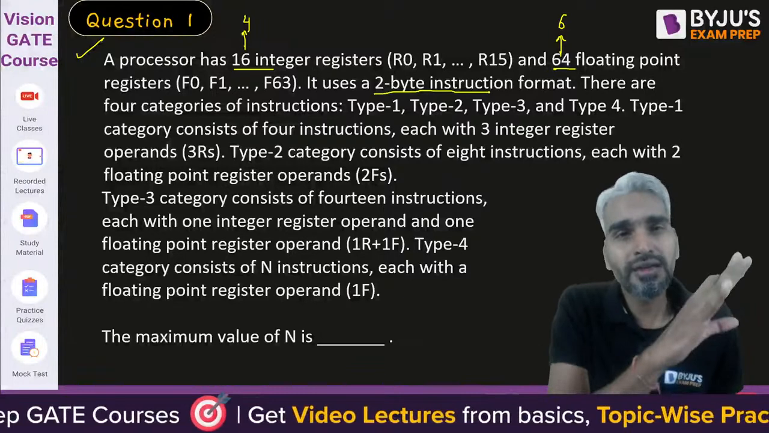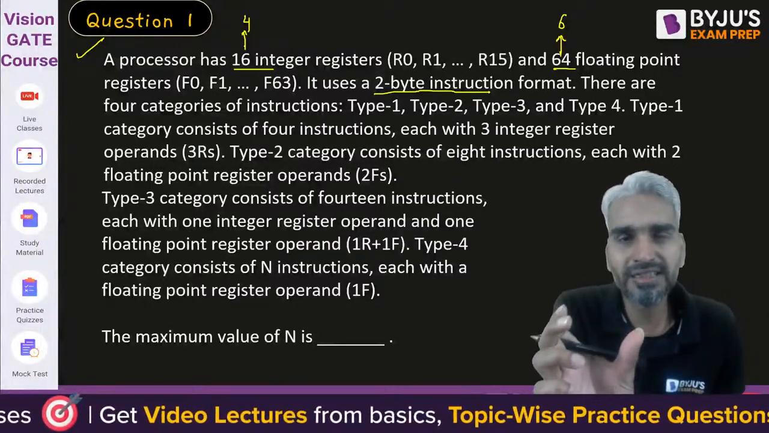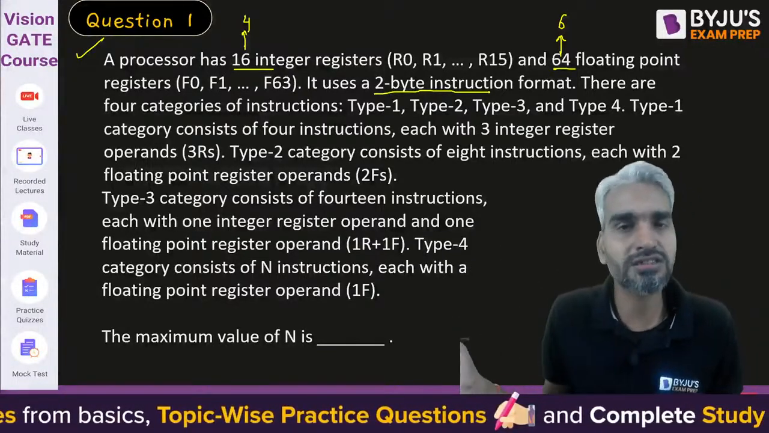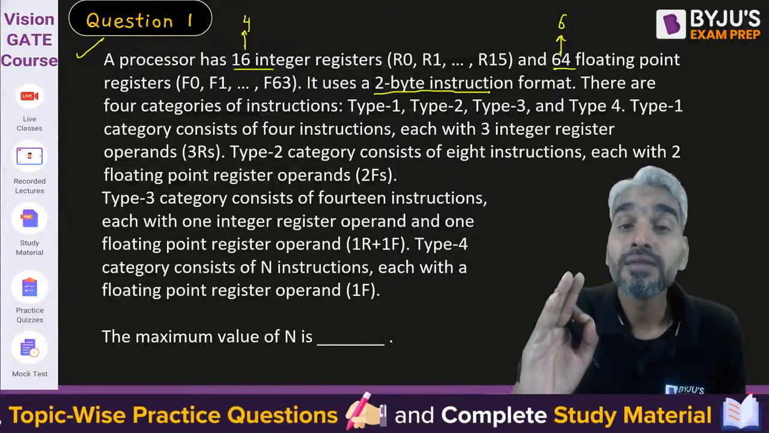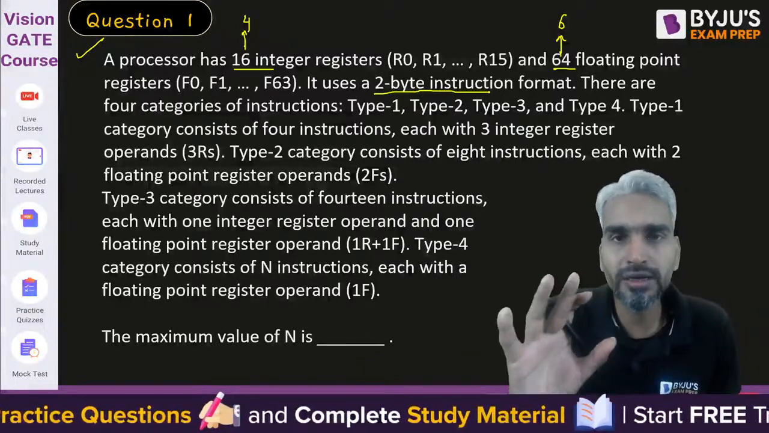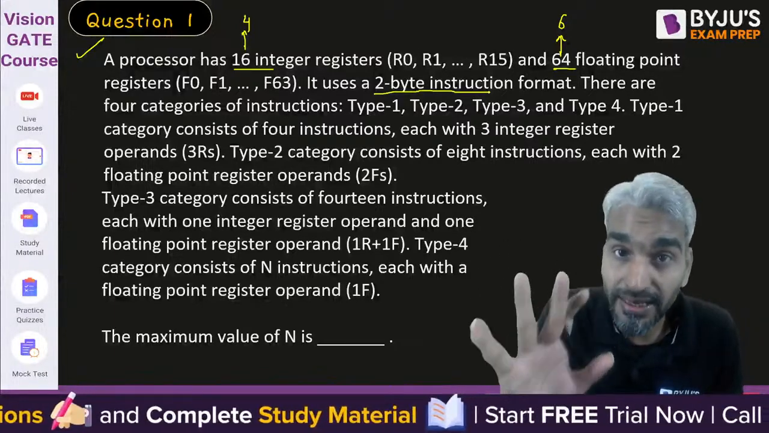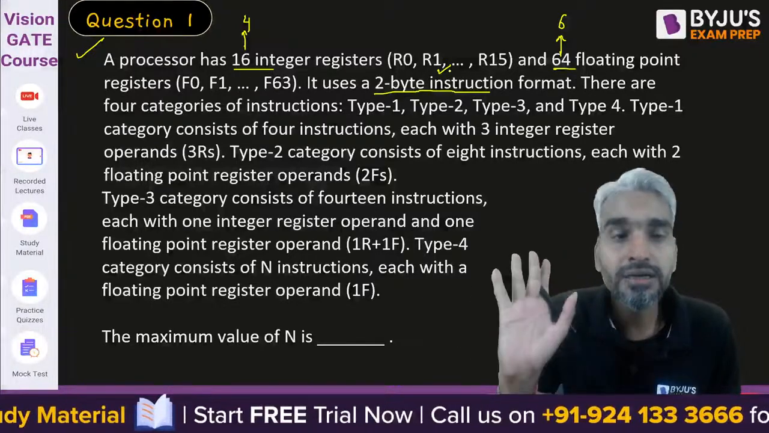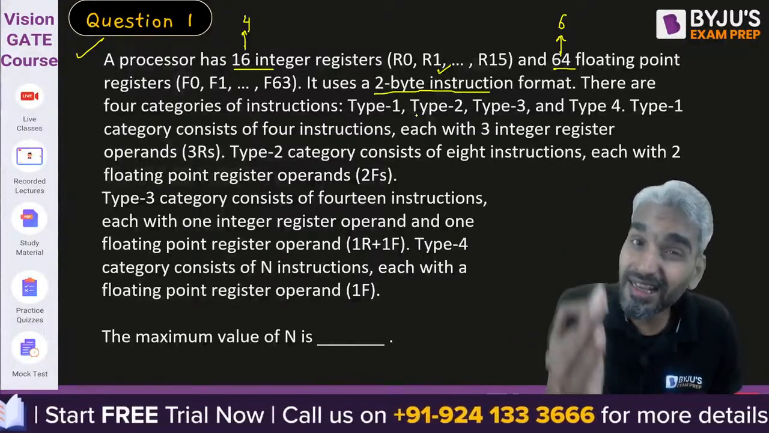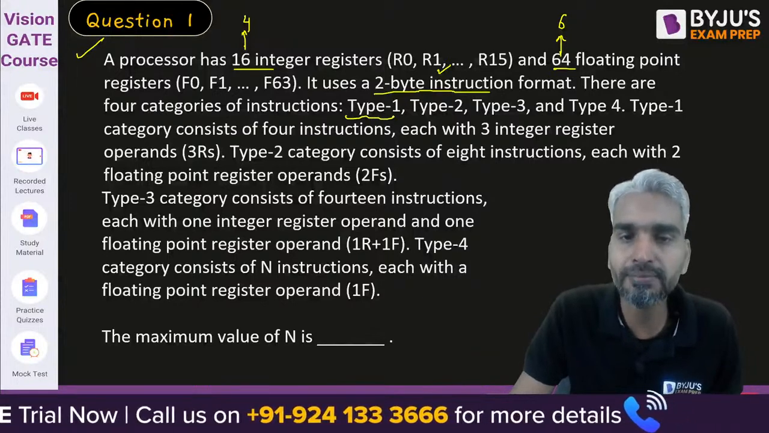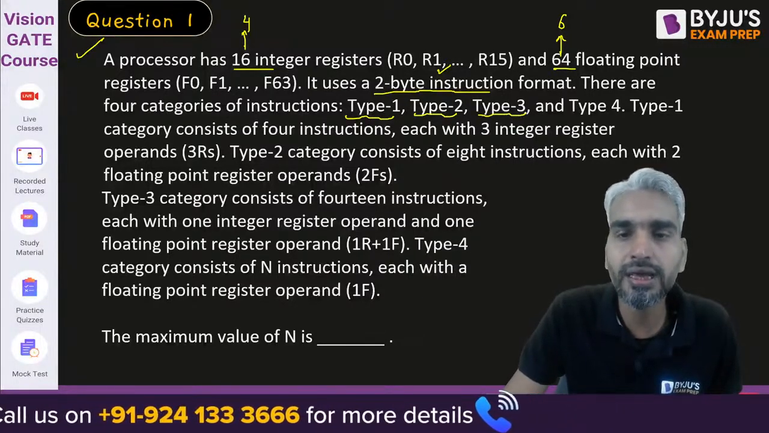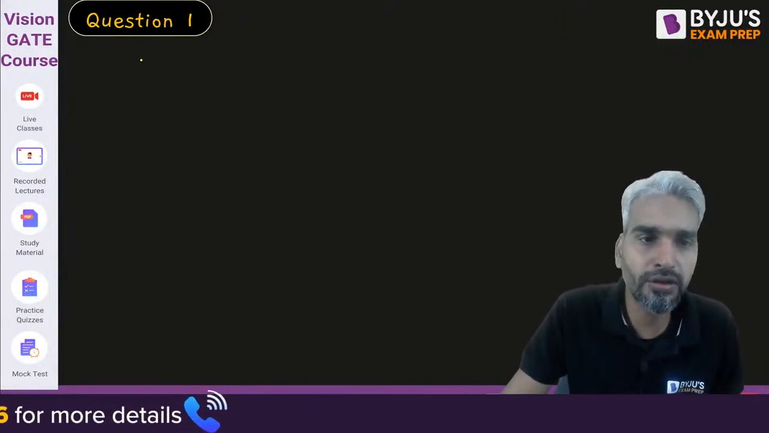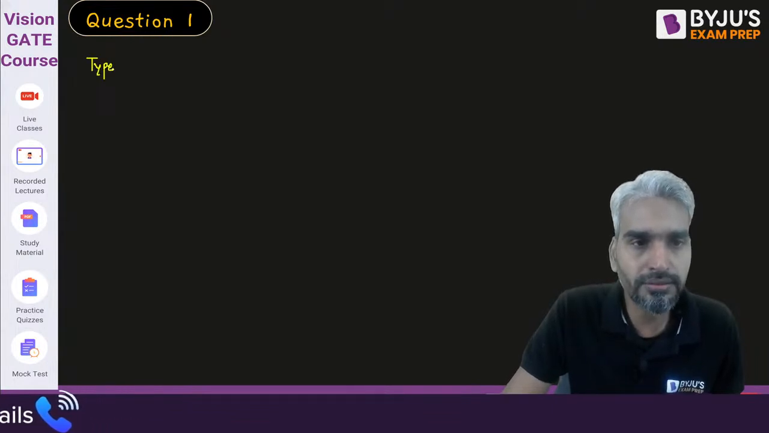Please try to ensure that in a machine the size of instruction will remain the same unless it is specified that some instructions are of 1 word and some instructions are of 2 words. If not explicitly specified, then you will assume that all the instructions are of the same size, right? So the size of every instruction will be 2 bytes, that is 16 bits. There are 4 types of instructions, 4 categories of instruction: type 1 instruction, type 2 instruction, type 3 instruction, and type 4 instruction. So first of all, we know that all the instructions will be of 16 bits. So let me represent them so that it will be easier.